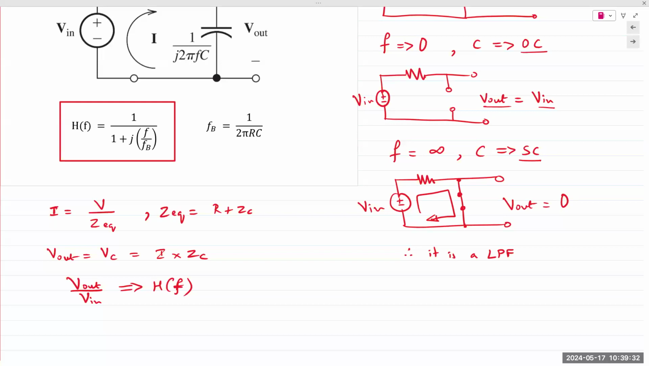The question being asked is, why does this resistor not affect? It's open circuit, no current flows through it. So voltage at both ends is exactly the same.